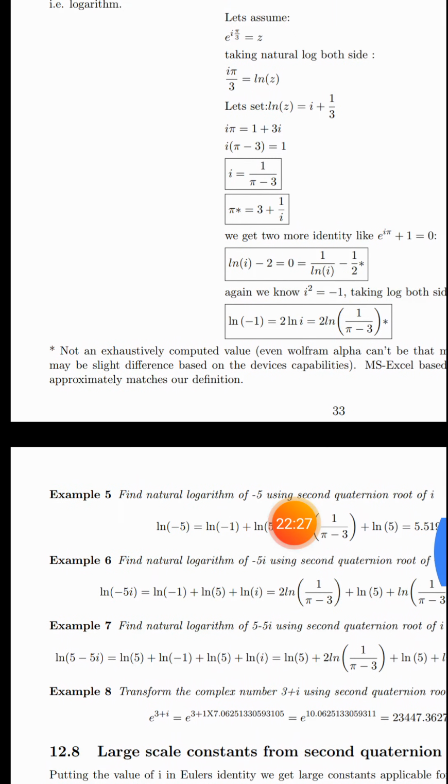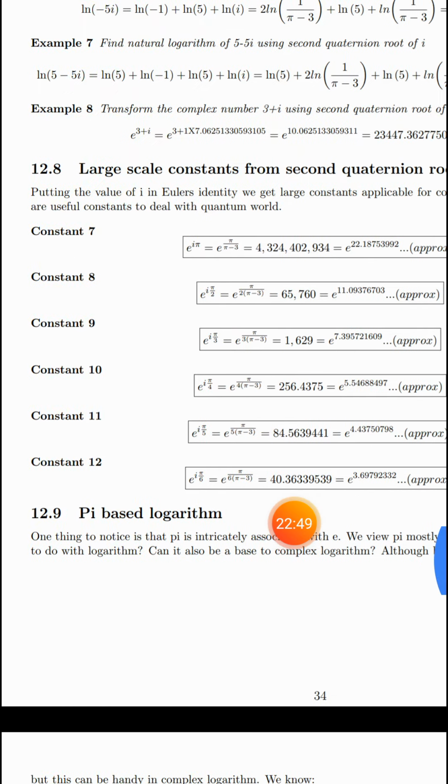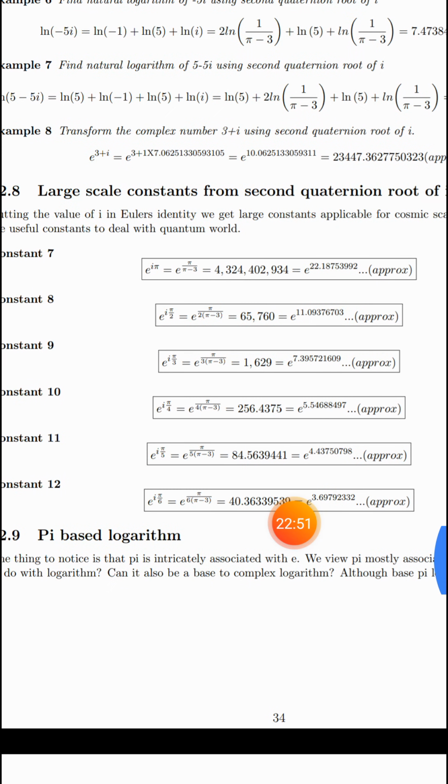Okay, we are getting nice, interesting results, and Euler's kind of identity in this case will be ln i minus 2 equals 0, and 1 upon ln i minus half equals 0. Similarly, it will be minus 2 of ln i. When you project this to the real number line, it is getting projected to a big jump from e to the power 2 to e to the power 22. It's almost 10 orders of magnitude.